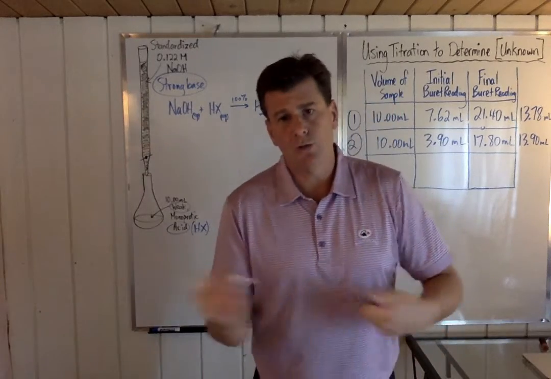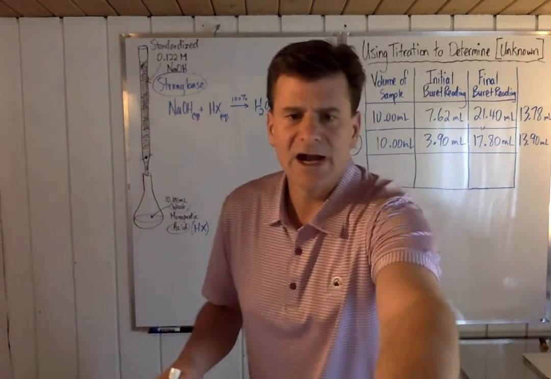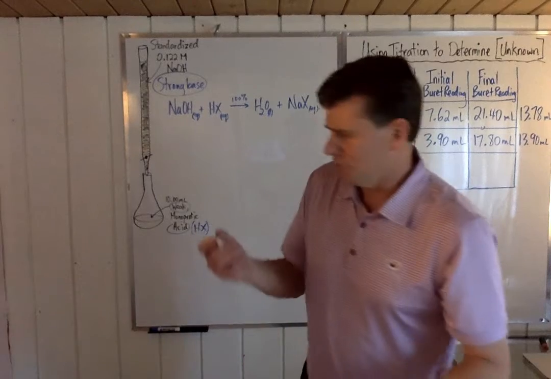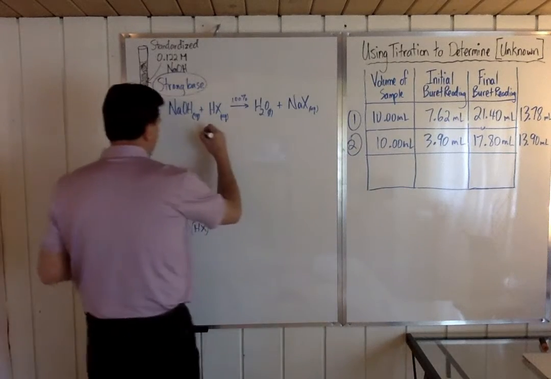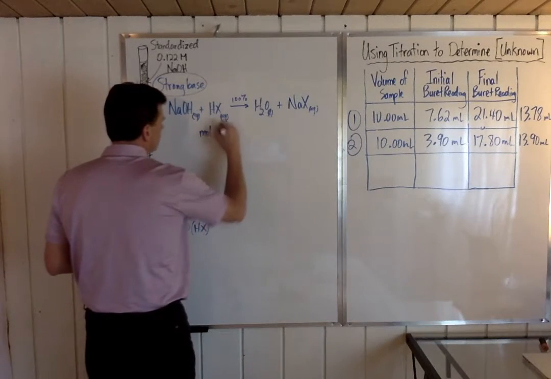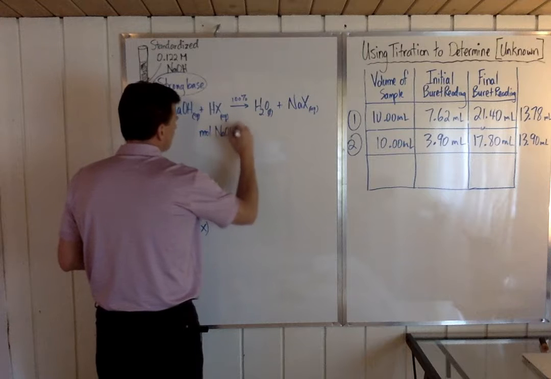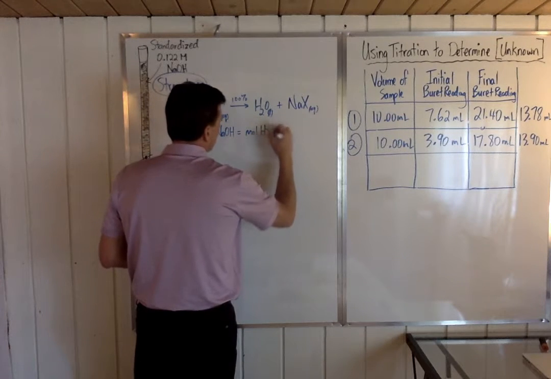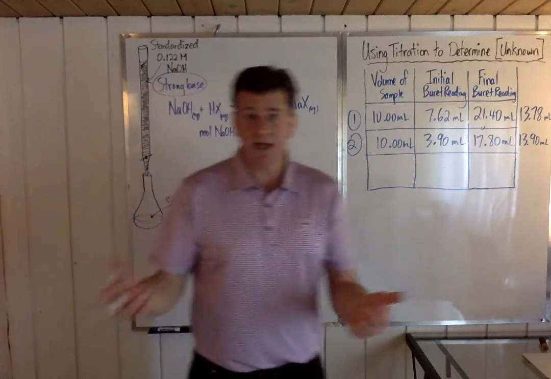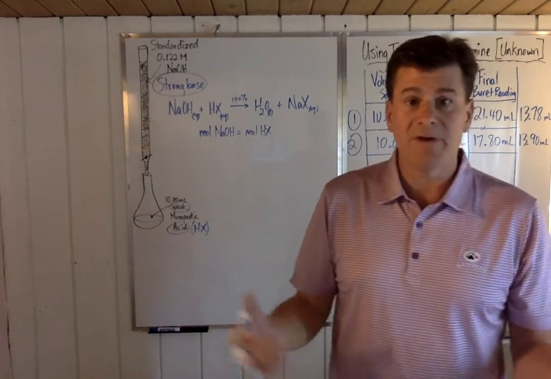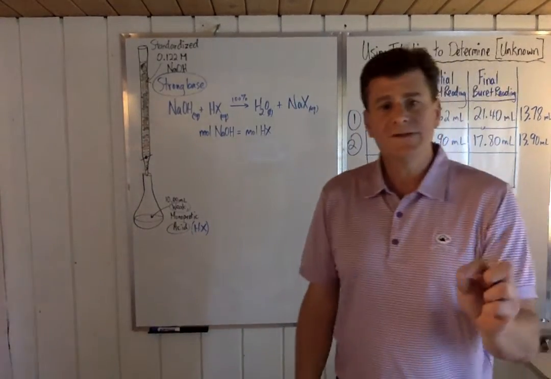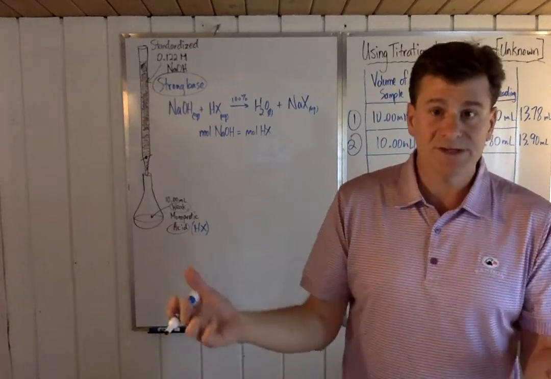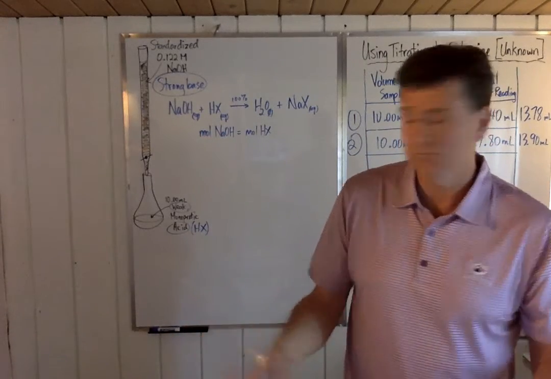Okay, so I'm going to take this in kind of a multi-step approach, but I'm going to write down, first of all, because of this, the moles of sodium hydroxide will equal the moles of the HX because of the reaction that I wrote right up above it, 1:1. The moles of the sodium hydroxide, well, I know its concentration, it's 0.122 molar.